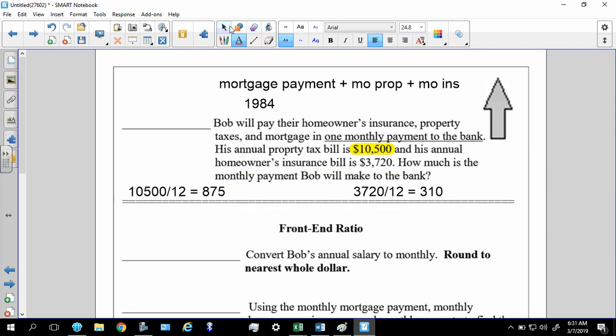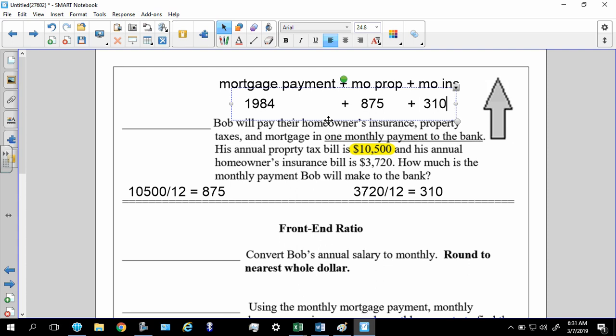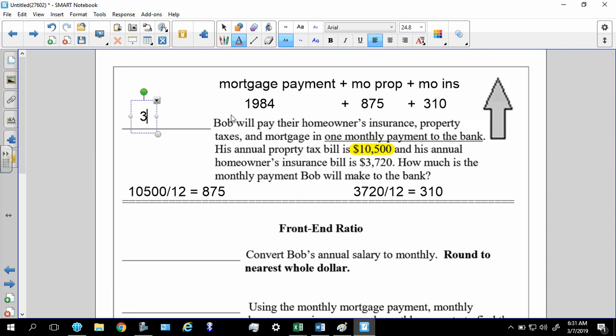So I'm going to do the mortgage payment plus the property tax, which is $875, plus $310. So Bob will be paying to the bank $3,169 every month.